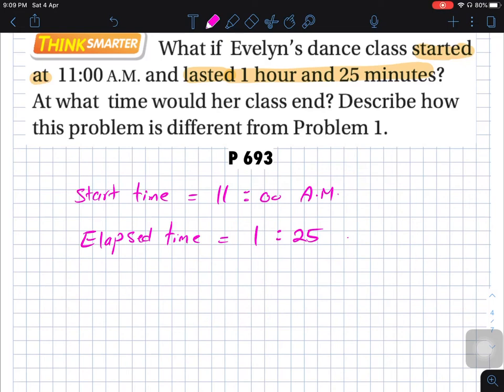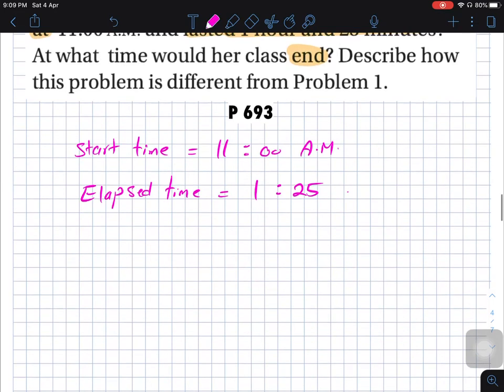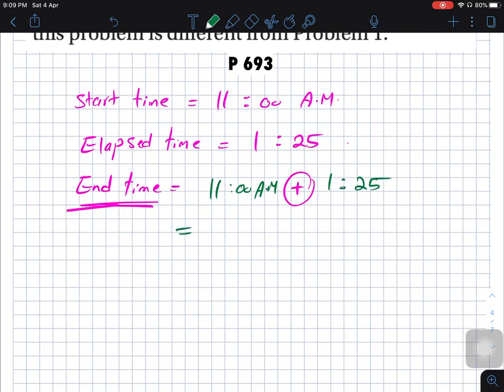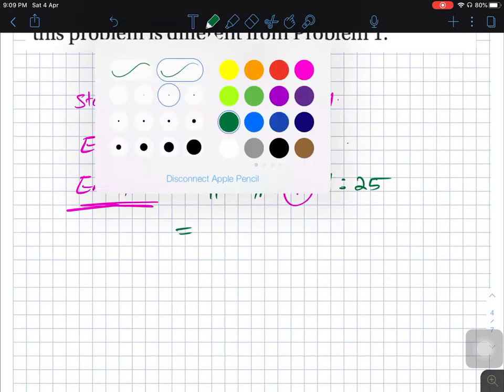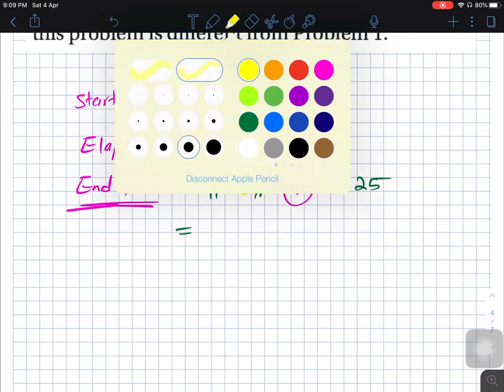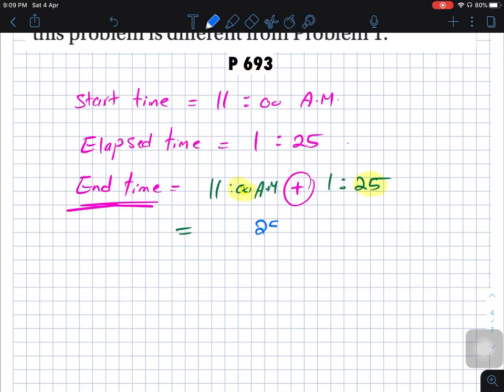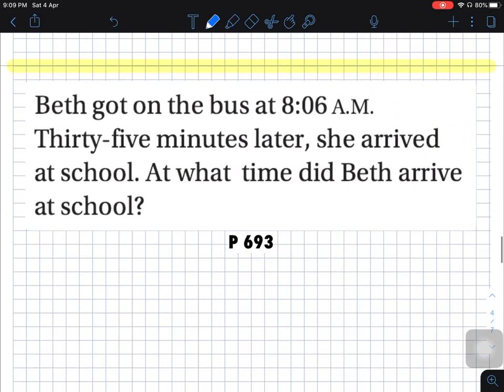At what time would her class end? So the question is to find the end time. Always, if you want to find the end time, you have to add. So add the start time, which is 11 a.m., plus 1:25. We start with minutes. 0 plus 25 is 25 minutes, and 11 plus 1 is 12. After 12, it will be p.m. Okay, everyone, let's do another question.